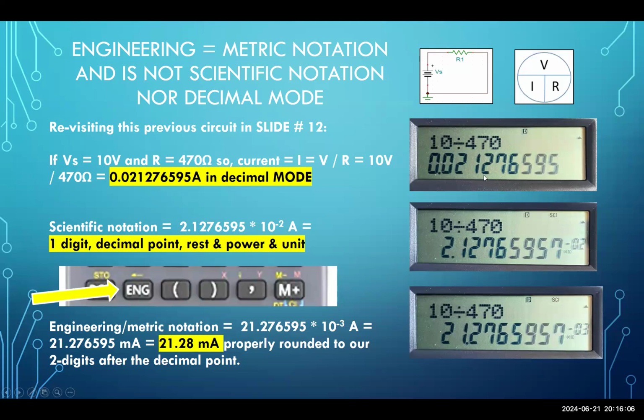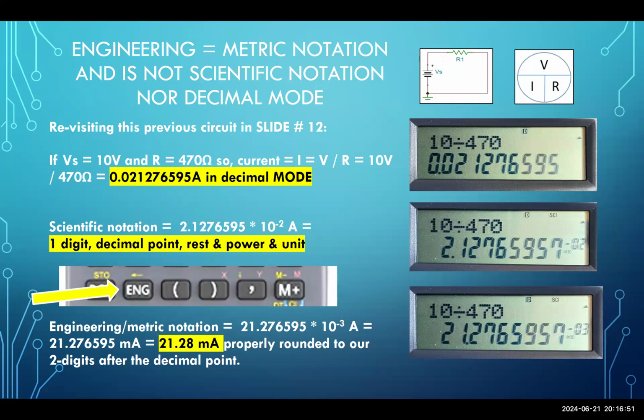Once you calculate using either of these methods, depending upon how your calculator is set up initially, all you have to do is hit that magic ENG button, just touch it once, and the value, either decimal or scientific, will automatically convert to the appropriate engineering power. It shows 10 to the negative 3. This works out to be 21.28 milliamps after we properly round this to 2 digits after the decimal point. You don't need to write down all the rest of these digits. You only want 2 digits after the decimal point. There's a discussion on how to round in the next slide.